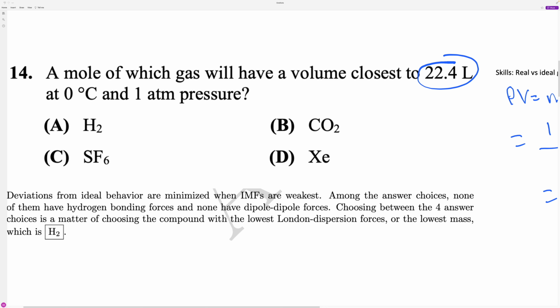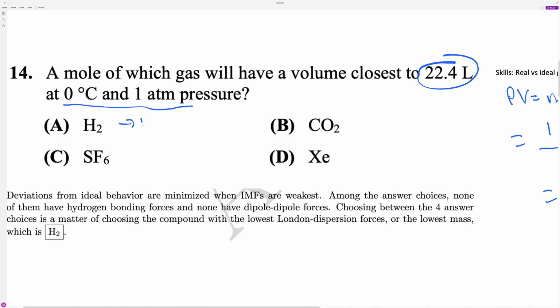So if an ideal gas fills up 22.4 liters at STP, and we are at STP, essentially we're looking for the most ideal gas. And the most ideal gas is whichever gas has the lowest IMFs, because IMFs cause attraction between gas particles that make the behavior non-ideal. So we're looking for the weakest IMFs among the gases in the answer choices. So we're just going to go through those real quick.